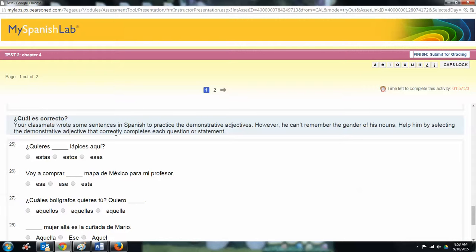So here you'll be paying attention to location, but you'll also be paying attention to the gender of the noun that's getting described by this demonstrative adjective. So if you have a masculine plural noun, you have to have a masculine plural demonstrative. So that would eliminate some of your choices.